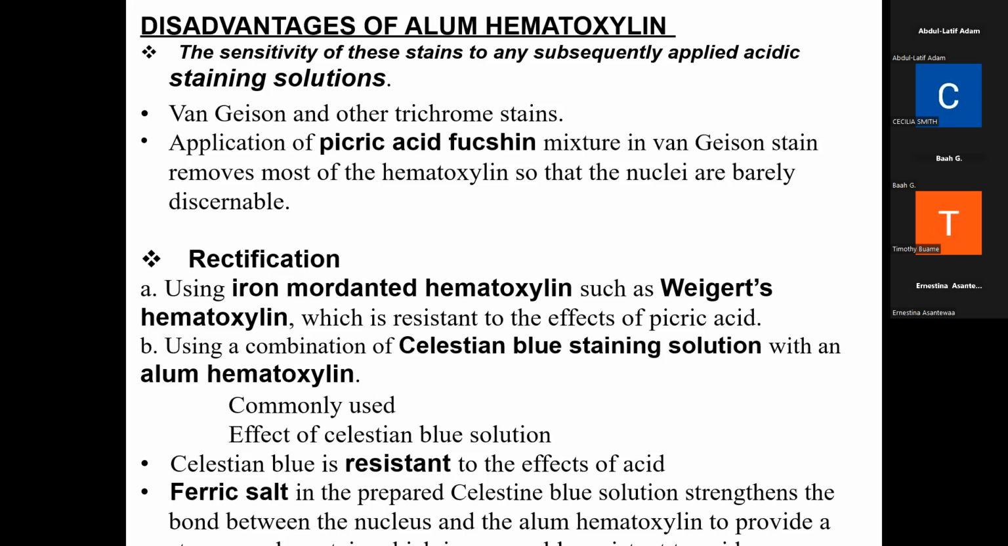Okay. So as I mentioned, alum in Van Gieson is not good. So you have to use iron hematoxylin. That's the stated use of Weigert's hematoxylin. Okay.